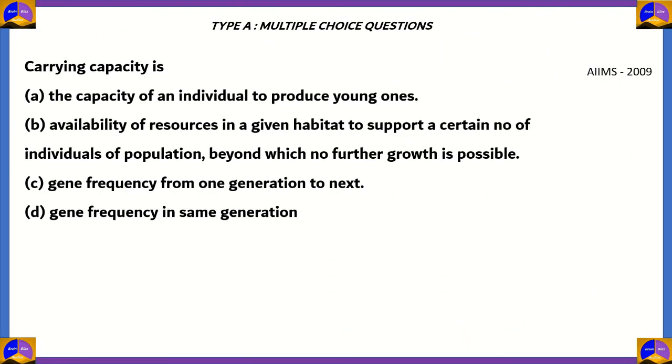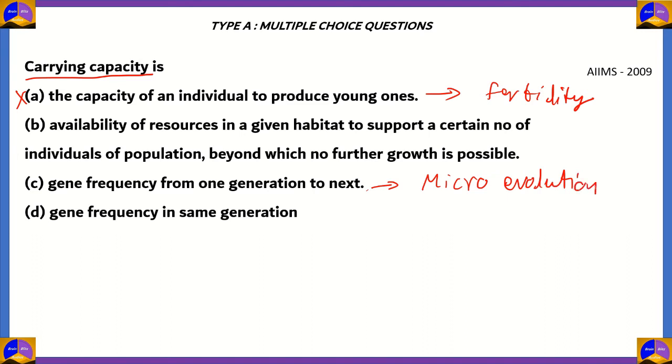Next question. We need to define the phrase carrying capacity. So we have four options. Option A says the capacity of an individual to produce young ones. This is known as fertility and not carrying capacity. If you look at option C, it says gene frequency from one generation to the next. This is known as microevolution and not carrying capacity. So option C is incorrect. Option D, gene frequency in the same generation, is also known as allelic frequency, frequency between the alleles. So therefore option D is incorrect.